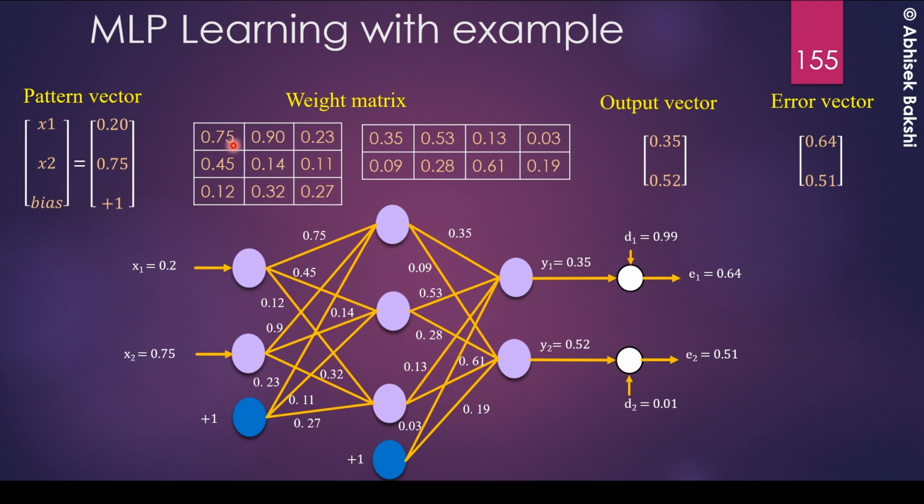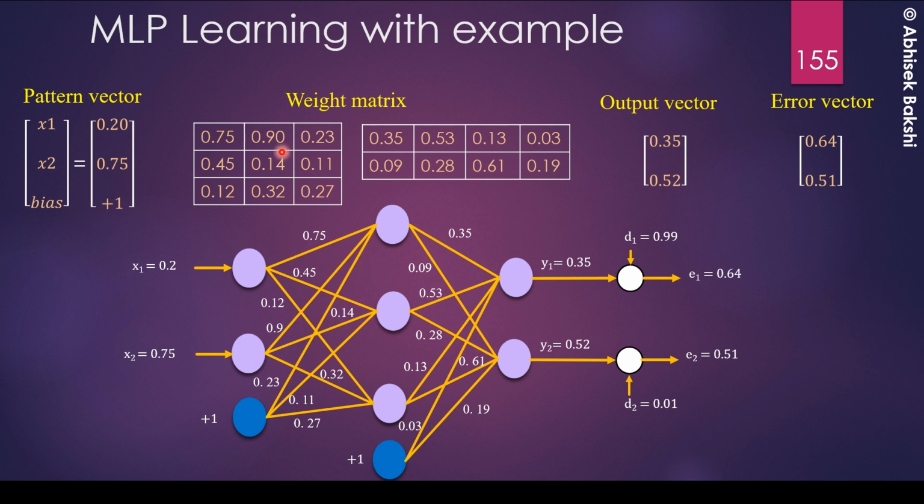So just check it. 0.75 is this one. Then 0.45 is this one. That means by row it is representing this, and by column it is representing these neurons. So the first column is representing the first neuron. The second column is the second neuron. Second neuron means the connection between the weights of the second neuron with the other neurons of the next layer.